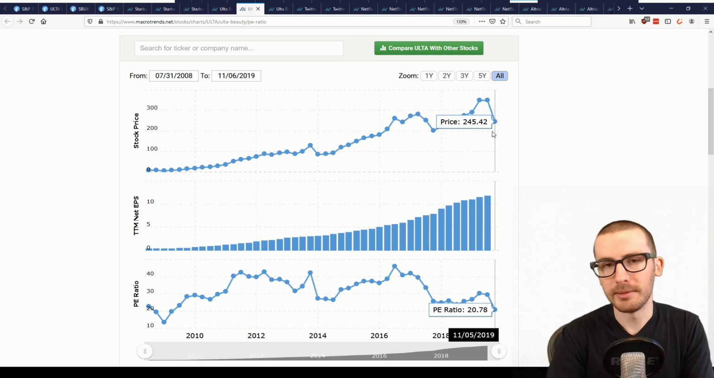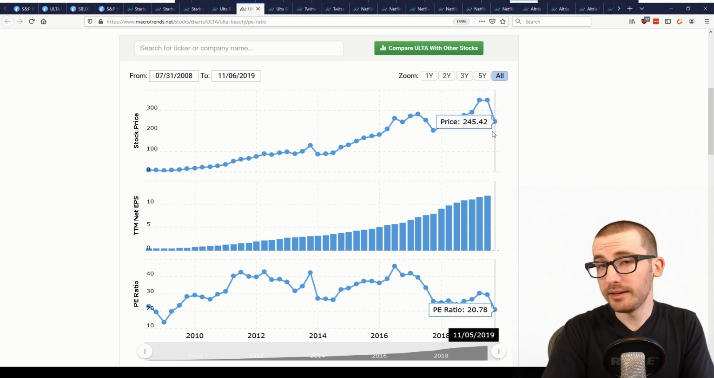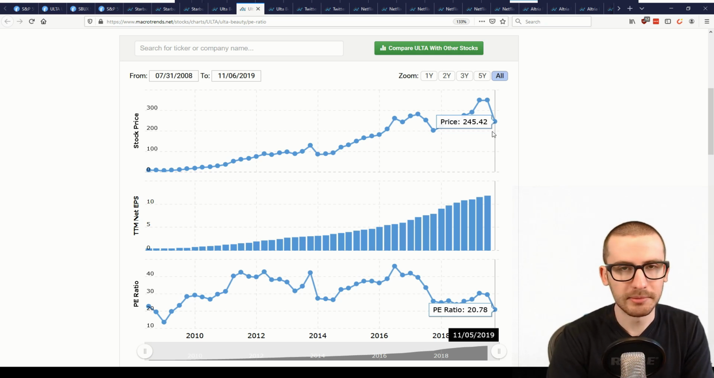Now, given that Ulta is a much more mature company now, I don't think expecting that level of growth from this price to earnings ratio now is really a reasonable expectation. However, if you're under the impression that this is a more temporary slowdown in growth, then at least compared to historical averages, this might look like a compelling investment opportunity.